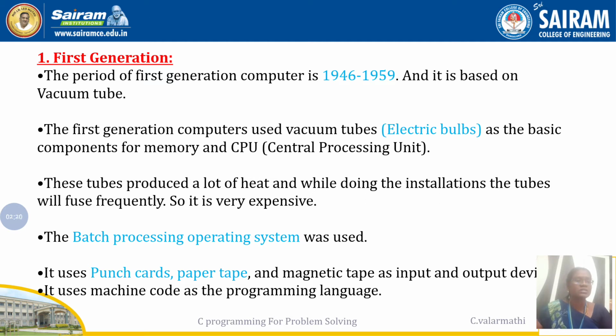And then what is the programming language? How did they do the programming? They used opcodes and machine codes, for doing some basic operations in the computer. So these are the details about the first generation. It started with 1946 to 1959, and they used vacuum tubes, which were very expensive, and batch operating system. The input devices were punch cards and paper tapes, and they used machine code as the programming language.